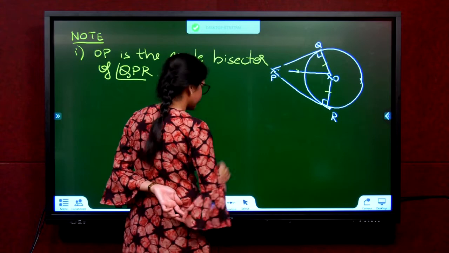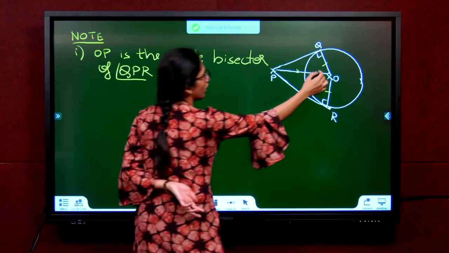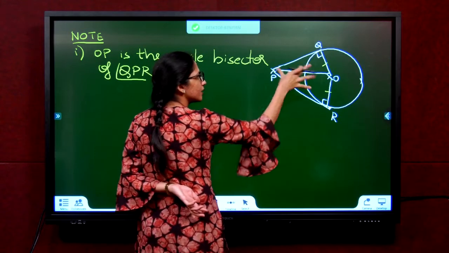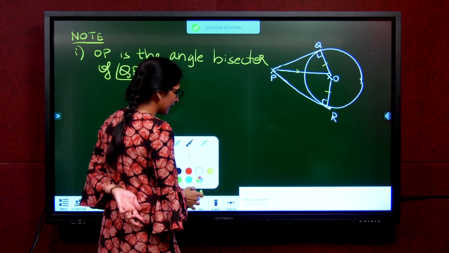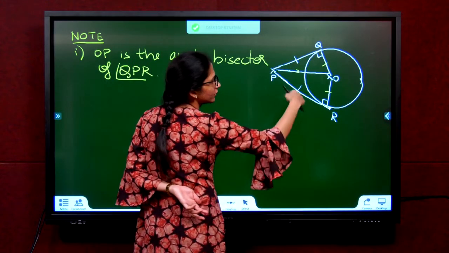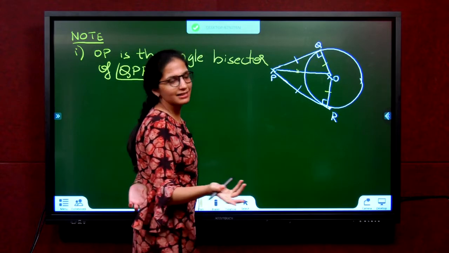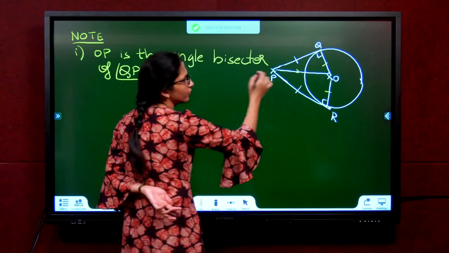How? See, we know that OQ equals OR, radius. OP equals OP, common. By the theorem we just learnt, length of the tangents are equal. So can I say this triangle is equal to this triangle? Yes, SSS congruency. And hence, you can say this angle is now equal to this angle.